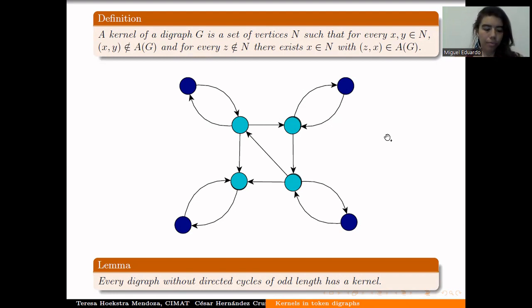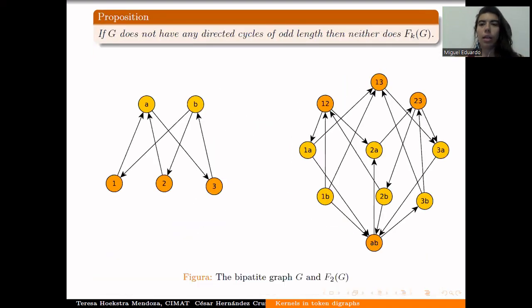And the best known result about kernels states that every digraph without directed cycles of odd length has a kernel. Obviously, it's not an equivalence. I mean, there are digraphs which have odd directed cycles and which have a kernel, but if they don't have a directed odd cycle, then we know it definitely has a kernel. And that is a good thing, because when we consider the token digraph of a digraph without cycles of odd length, then we obtain a digraph without cycles of odd length.